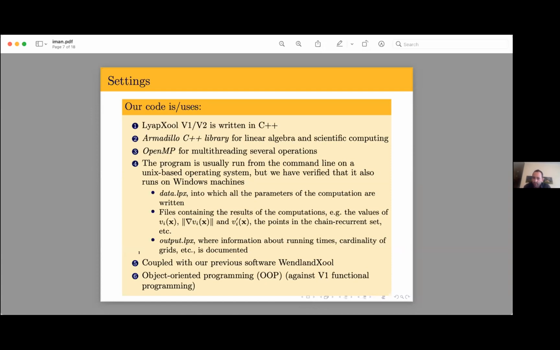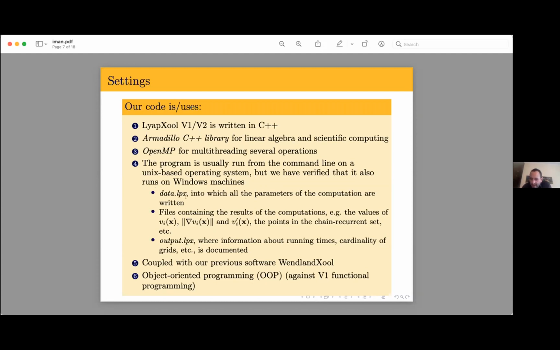We have also taken the time to verify that it runs on Windows. But in my particular case, I think Linux is just excellent using the command line. It's very simple, very straightforward, and it runs very nicely. Now it has, of course, several outputs. It produces the outputs of the complete Lyapunov function, of the norm, of the orbital derivative, of the chain recurrence set, different outputs. But there are two main outputs that I want to talk about.